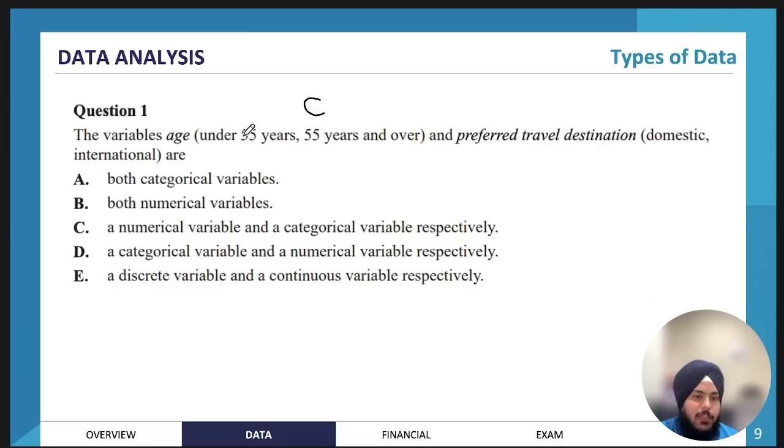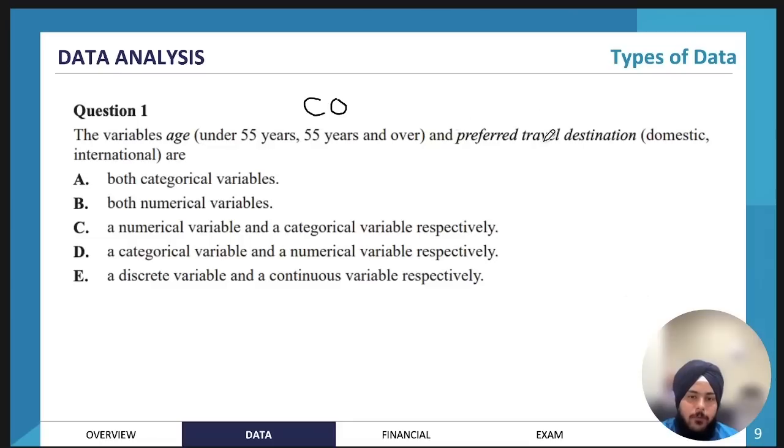Now, if we look at it in terms of it being nominal or ordinal, so being under 55 years or younger, and then being 55 years or over, that is actually an associated order, just a natural order. If you're under 55, you're going to be younger, as opposed to someone who's 55 years and over. So there's a particular natural order, and therefore it would be an ordinal variable.